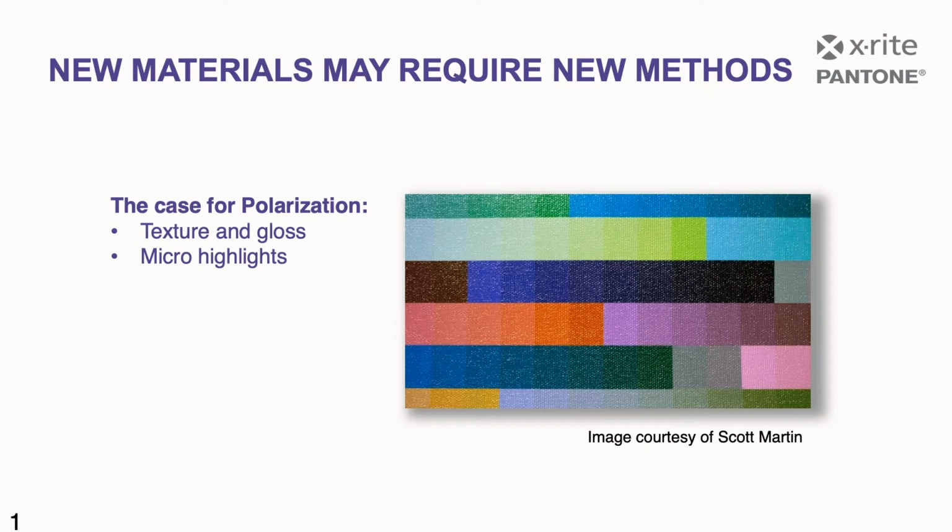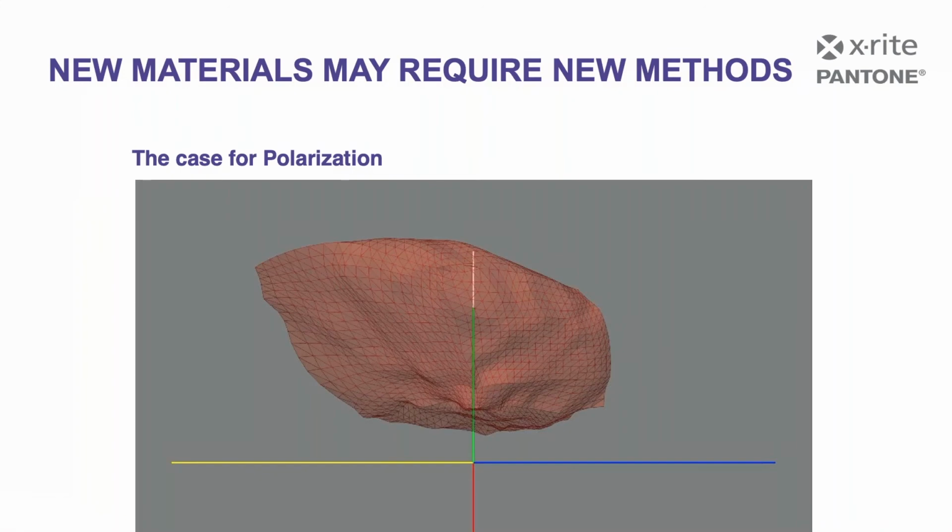The problem is an instrument sees it all, right? It's the all-seeing instrument. And so if we look at a gamut plot of an ICC profile, what we see is we've lost a lot of information in the low end.